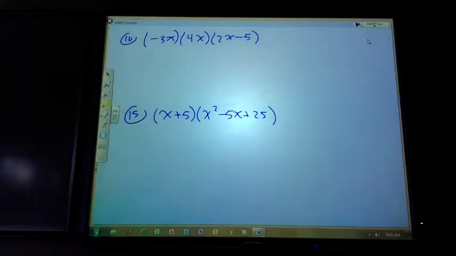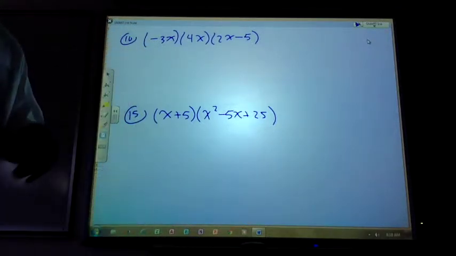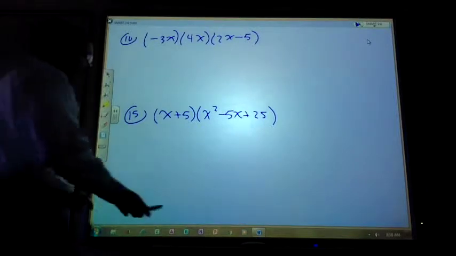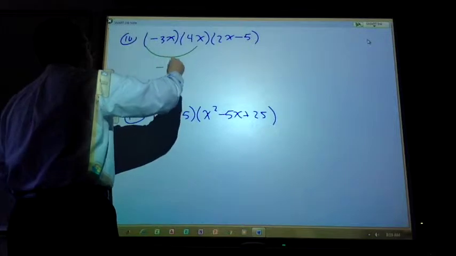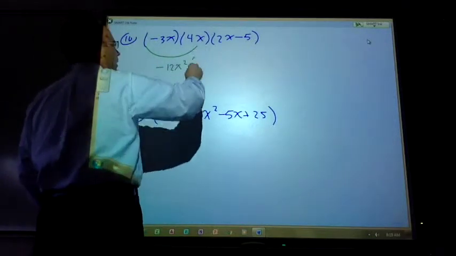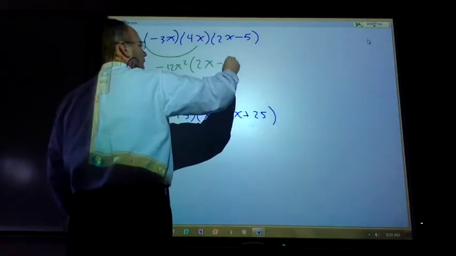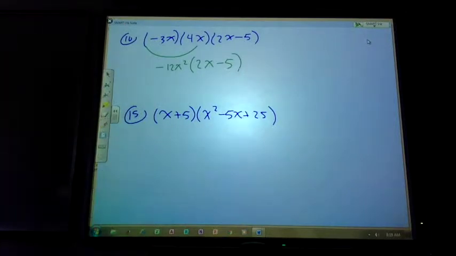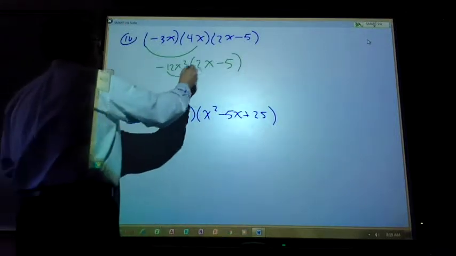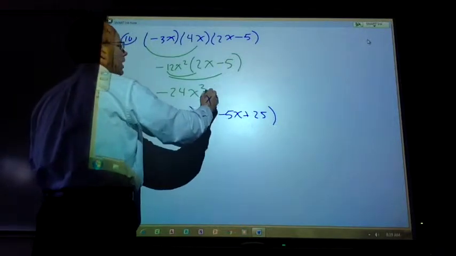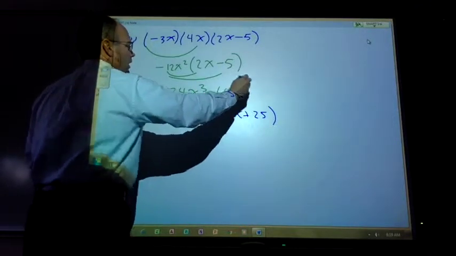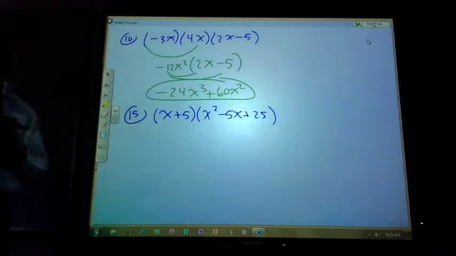Problem number 10. I have negative 3x is a monomial, 4x is a monomial, so I'm going to multiply those two together first. So I'm going to get negative 12x squared, and then I'm going to bring that down. Is that okay so far? From there, I'm going to distribute the negative 12x squared here and here, so I'm going to get negative 24x to the third plus 60x squared, and that's done. Is that okay?